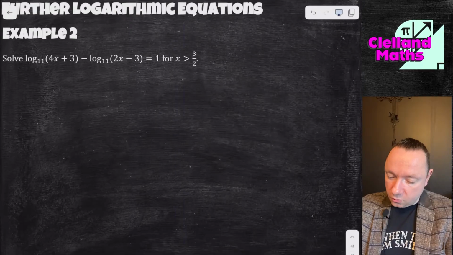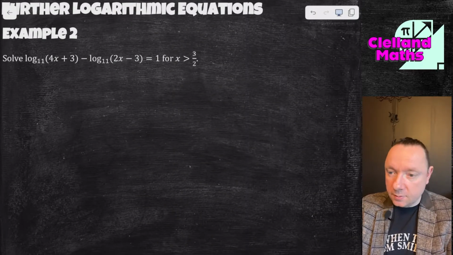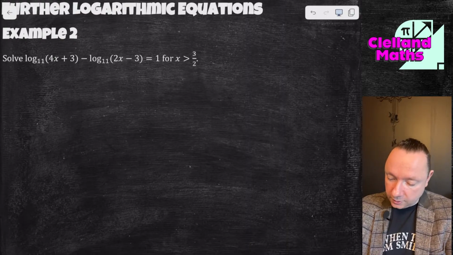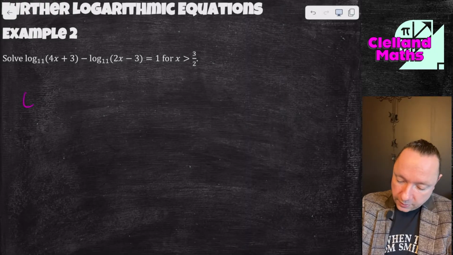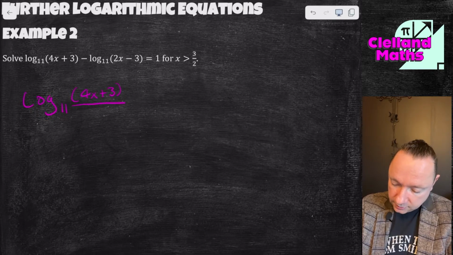So example 2, further logarithmic equations. Log base 11 of 4x plus 3 minus log base 11 of 2x minus 3 equals 1. And it tells you that x is greater than 3/2. So we can combine the left, because 11 is the same base, into log base 11 of 4x plus 3 over, because it's minus, 2x minus 3, equals 1.